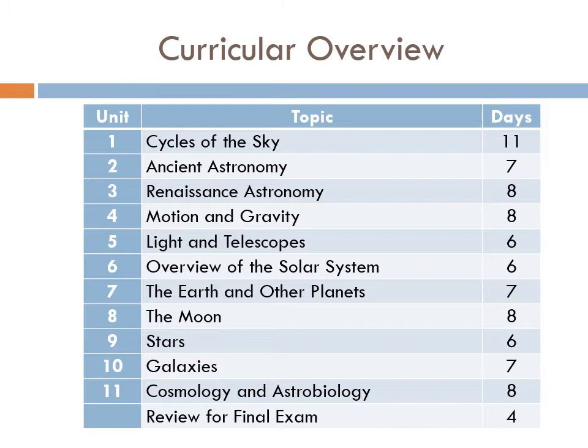We start with our own solar system, what we see here near us. We discuss the Earth as a planet, of course. There's some review of Earth science here. But then we talk about other planets and the other components of the system. We have a separate unit on the moon because it's so important and so lovely.